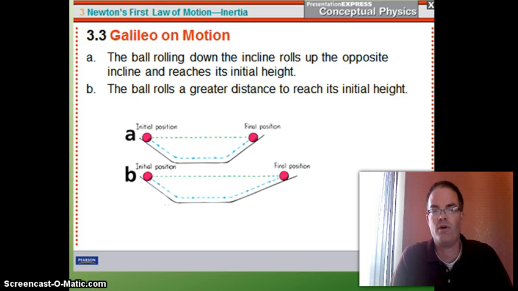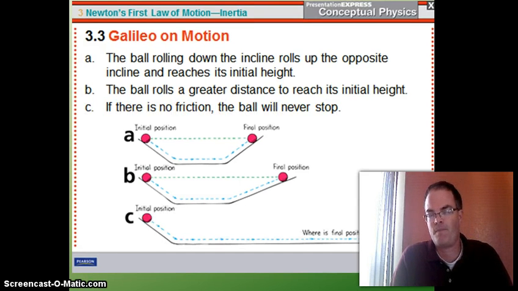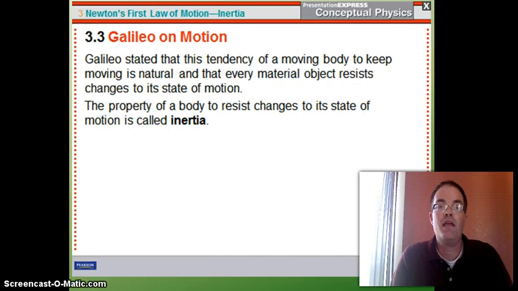In his mind, he thought about, though, what if there wasn't any friction? He felt that the ball would continue to raise up to that spot and no further. But what if we extend that ramp indefinitely? If we extend it indefinitely, he reasoned, the ball would never stop. And so Galileo stated that there's a tendency of moving objects to keep moving. That is a natural law. And this property that objects have is called inertia.